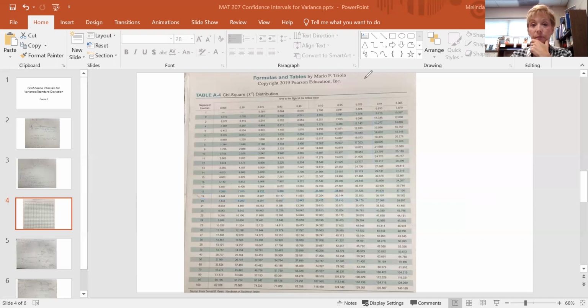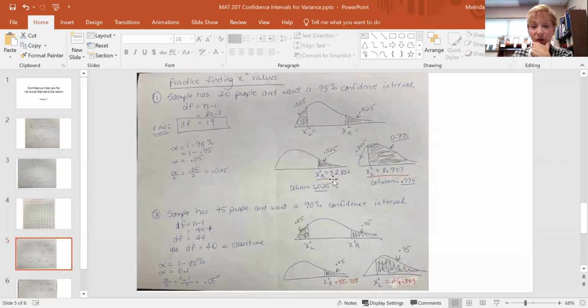Okay. So that's why right here I have 32.852. All right. Now, how do I find the one on the left? Well, now notice what happens. I know that this area right here is 0.025, but I don't need that area. I need the area to the right. So how did I get 0.975? Well, all of it is 1, 100% is a 1. So 1.00 minus 0.025 gave me 0.975.